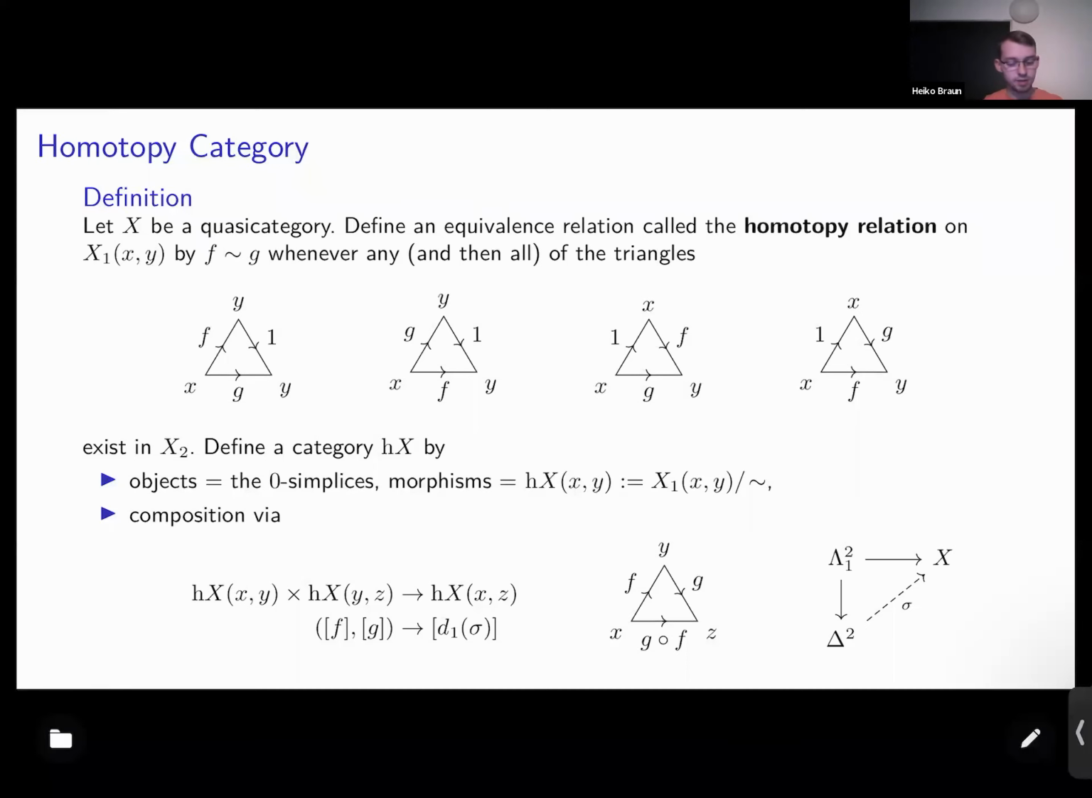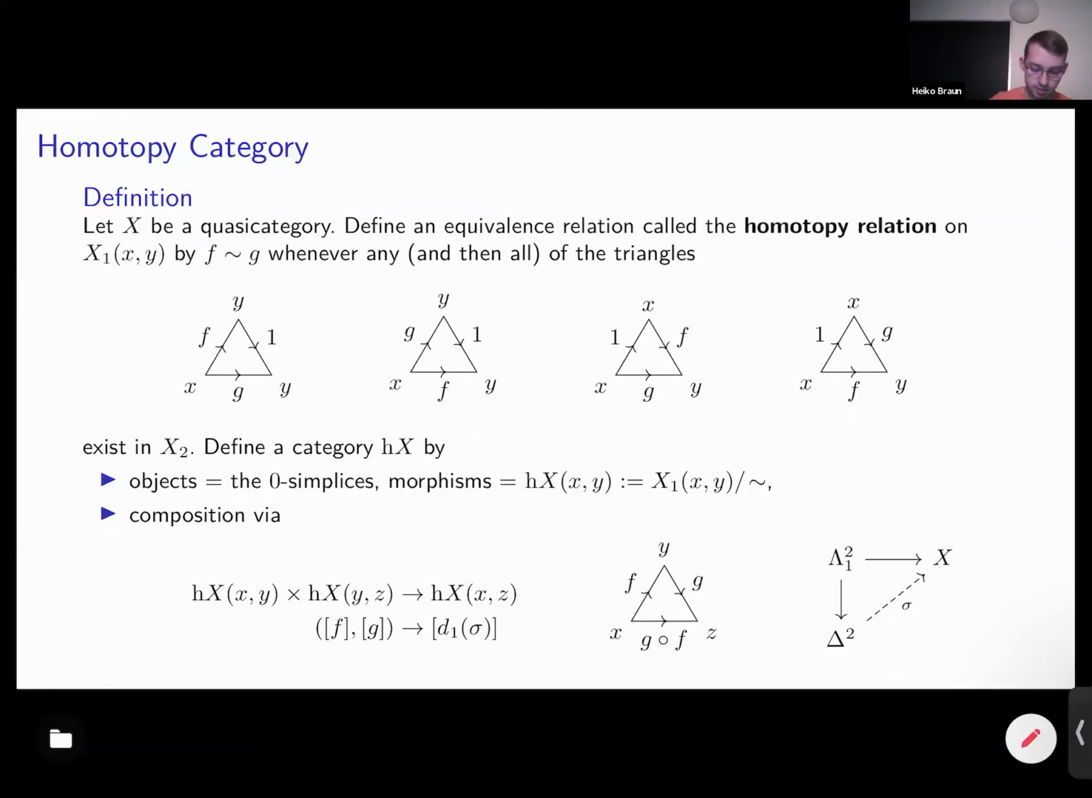And then we can define a category hX, and the objects of this are the zero simplices of X, and the morphisms are the edges of X, the one simplices, and we quotient out the equivalence relation, which is generated by these equivalences here. And then we can also define a composition. Of course, we must do this for hX being a category.